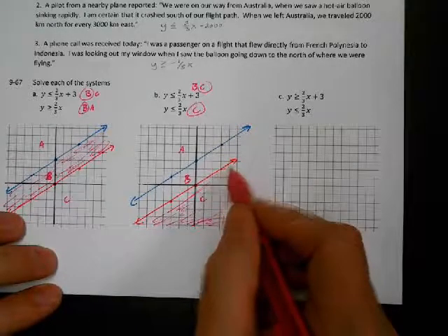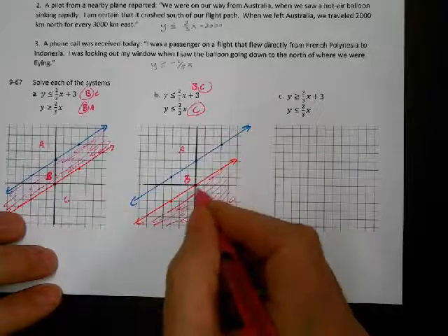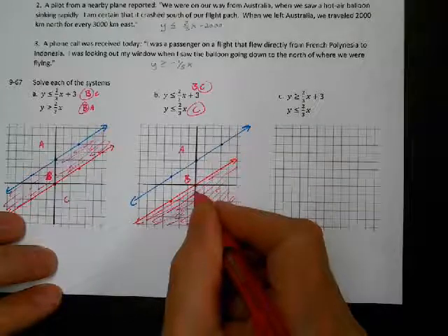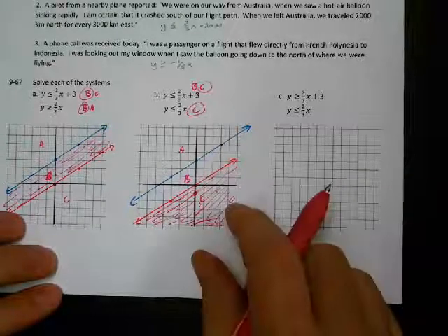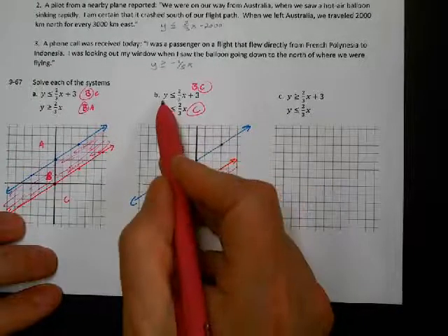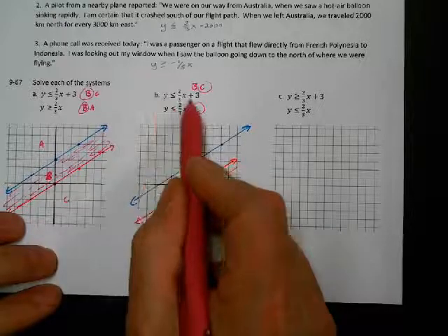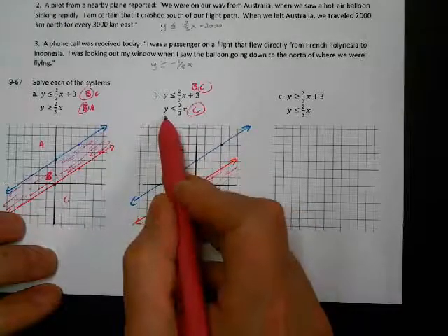And we could test it by picking a point over here. Maybe we would pick this point here, 0, -1. We plugged it in, we should get an answer. If I plug in -1 here, I'd get -1. If I plug 0 here, I'd get 3. So -1 is less than 3. And over here, I get -1 is less than 0. So it works for both of them.